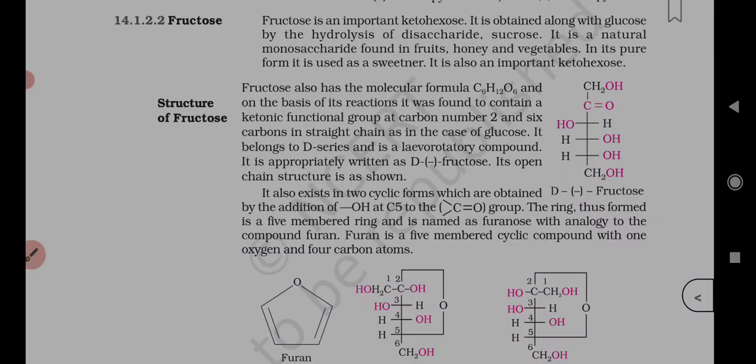1 oxygen atom and 5 carbon atoms. Similarly, the ring thus formed in ketone is a 5-membered ring and is named as furanose, where glucose was named pyranose, because furanose is with analogy to the compound furan. Furan is a 5-membered cyclic compound with 1 oxygen and 4 carbon atoms. Pyran was 5 carbon atoms and 1 oxygen, but furan is 4 carbon atoms and 1 oxygen atom. So this is furan and alpha D(-) fructofuranose.